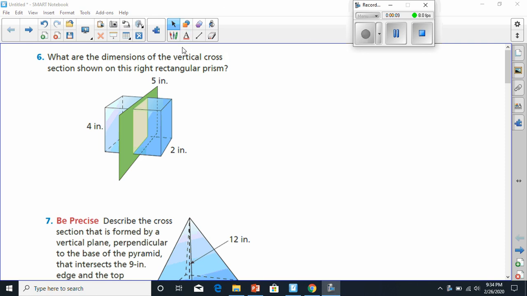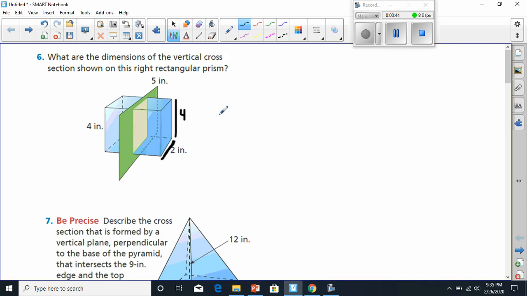Well, we start off with number 6. And it says, what are the dimensions of the vertical cross section shown on this right rectangular prism? Well, it was sliced down the middle. We know that it's no longer going to be 5 inches. So that means it's going to be 2 inches because it comes across this way. That was uncut. And then up and down, it's going to remain the same. And that's 4 inches. So the dimensions of the vertical cross section are going to be 4 inch by 2 inch.